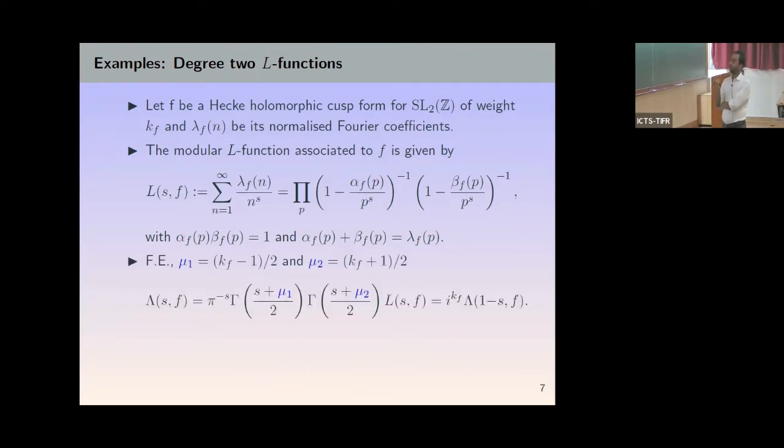And when you write down the functional equation, in this case, these local parameters will now involve the weights, (k_f minus 1)/2 or (k_f plus 1)/2. And the root number is also nice, i to the power k_f. A similar thing you can define for Maass forms if you are aware of them.